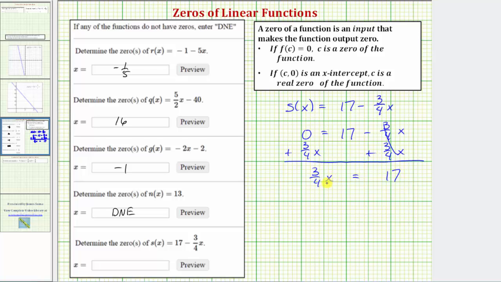Now to solve for x, instead of dividing both sides by 3/4, let's multiply both sides by the reciprocal of 3/4, which would be 4/3. So simplifying on the left side, the product of two reciprocals is always 1. 1 times x is x, so we have x equals. On the right side, let's write 17 as a fraction with the denominator of 1. Notice here nothing simplifies, and therefore we multiply the numerators and denominators. 4 times 17 equals 68, and 3 times 1 is equal to 3. So the zero of s of x is x equals 68/3.